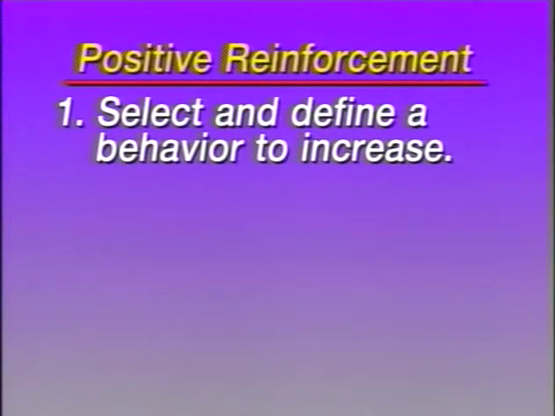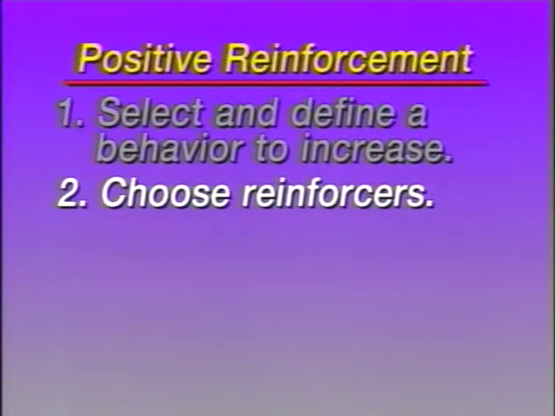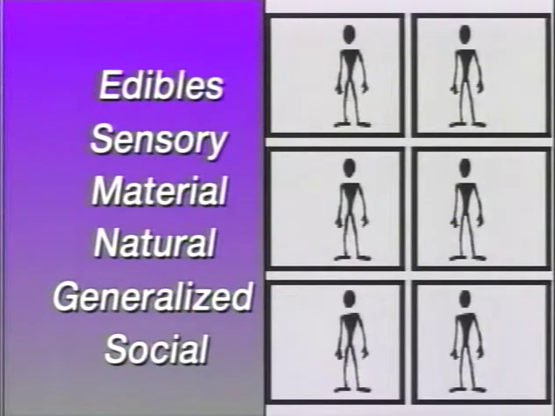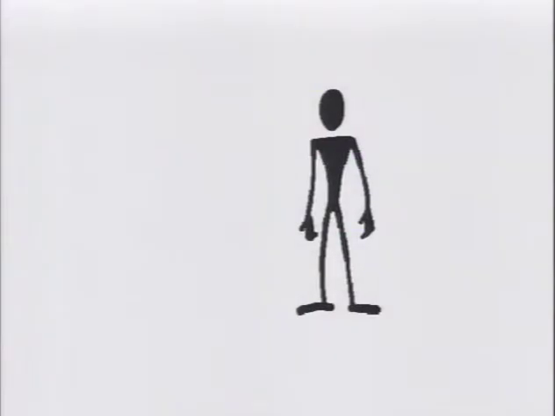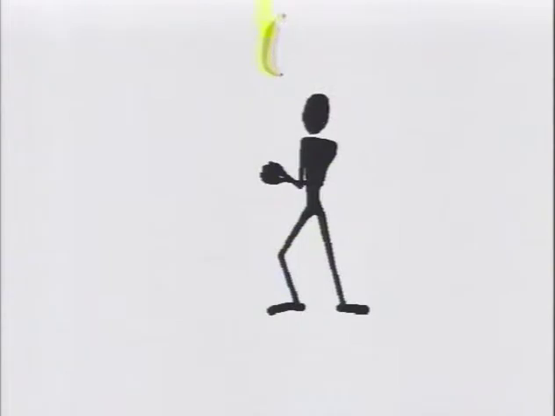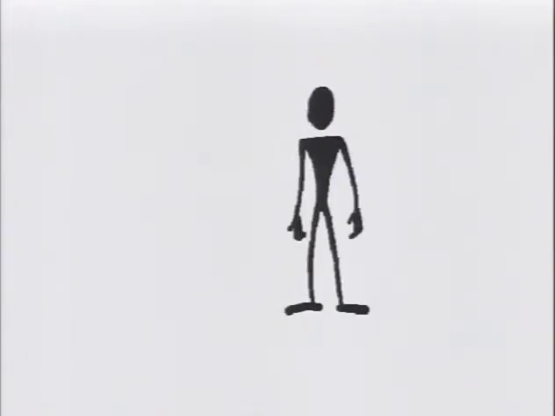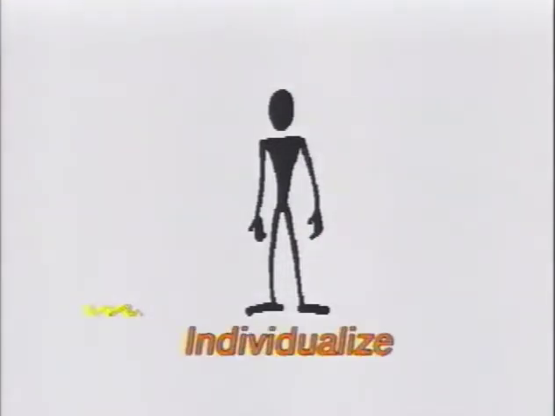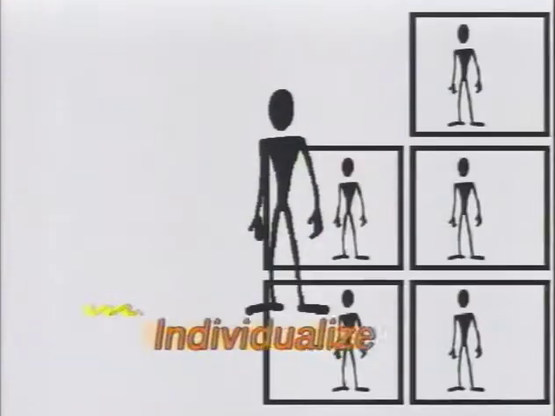After you select and define the behavior, choose reinforcers that appeal to students. There are a wide variety from which to select. Let's begin with edible reinforcers, such as a banana. But watch out. Not everyone likes the same thing. It's important to individualize the reinforcers.